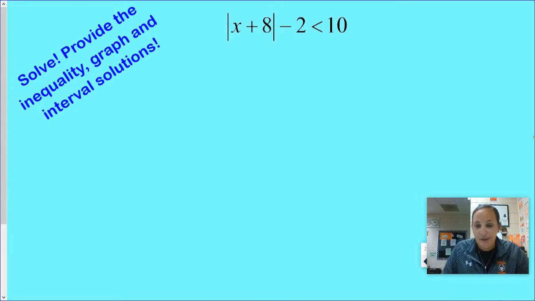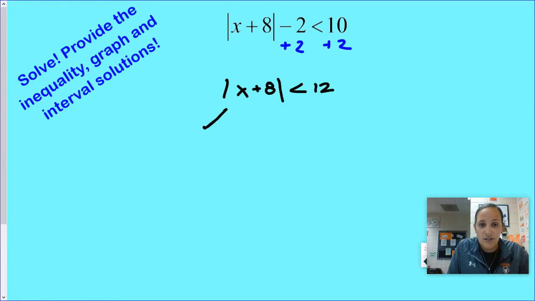Here's an example for 1.6b, very, very similar. First thing I'm going to need to do is isolate my absolute value bars. So again, I've got this -2, so I'm going to add 2 to both sides. Now I've got absolute value of x plus 8 is less than 12. Now I'm ready to separate into two separate equations.